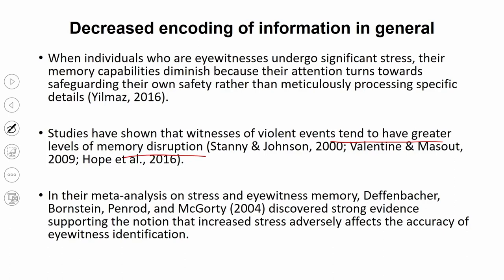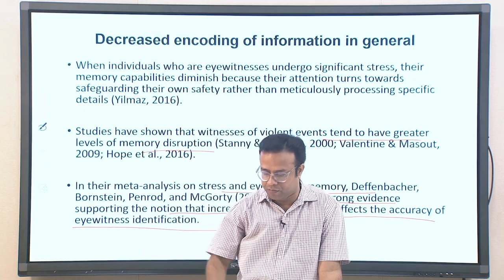In a meta-analysis, where a lot of studies in a particular area were analyzed together, stress and eyewitness memory were examined. This was by Deffenbacher and colleagues, who in 2004 did a meta-analysis in this direction, and they found strong evidence supporting that increased stress adversely affects the accuracy of eyewitness identification. When people are under high stress in an eyewitness situation, their memory functioning or accuracy decreases drastically, simply because in this situation life is at stake and people experience very high stress and are not able to encode all the information in the situation.